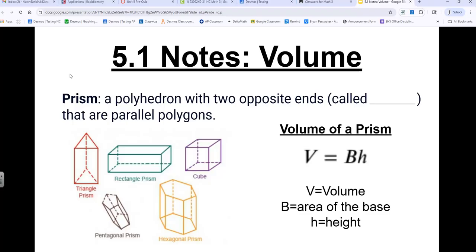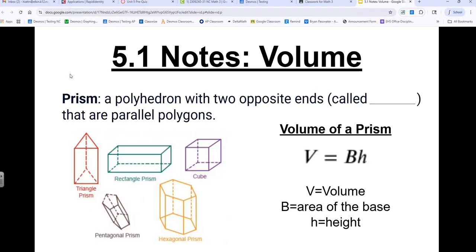Okay? So, for our prisms, we're going to start with those. It's going to be a polyhedron. Polyhedron just means that it is a 3D figure with flat sides, right? So like a sphere is not a polyhedron because it's all smooth. But a polyhedron is just a 3D figure with flat sides. So a prism can have any shape on the bases. The sides are going to be rectangles, always, right?